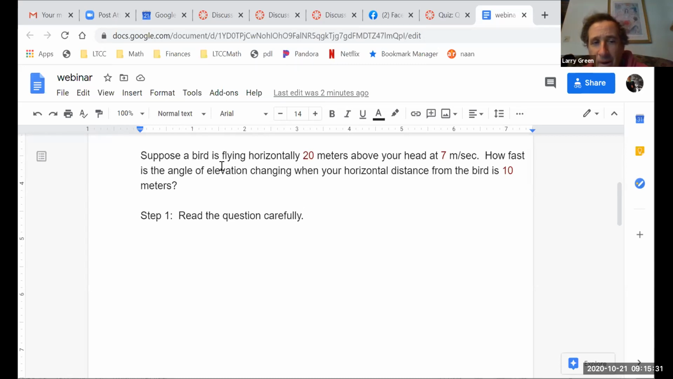Okay, so suppose a bird is flying horizontally 20 meters above your head at 7 meters per second. How fast is the angle of elevation changing when your horizontal distance from the bird is 10 meters? Okay, can you imagine this in your head? You got a bird flying above you somewhere, right? And you want to find out how fast you need to turn your head so you can watch it.